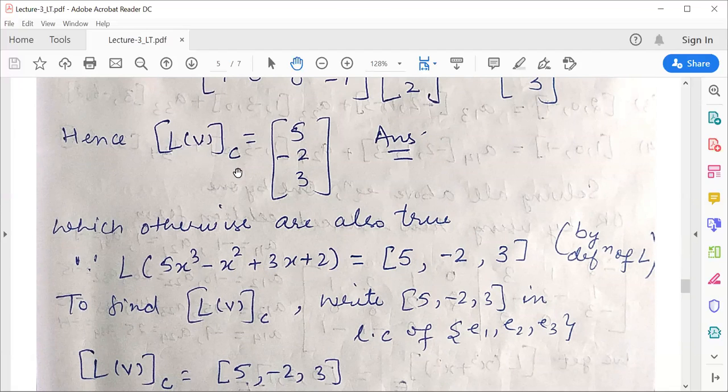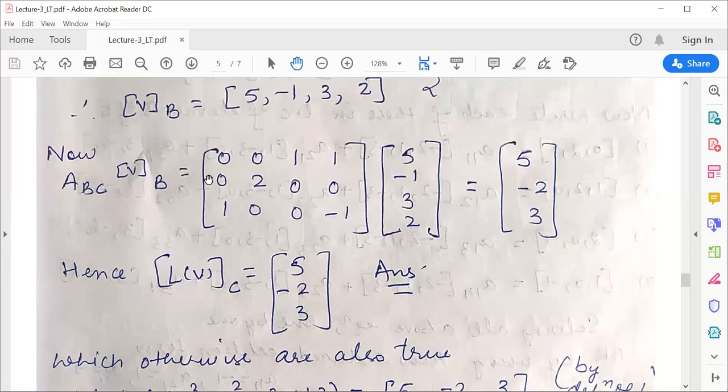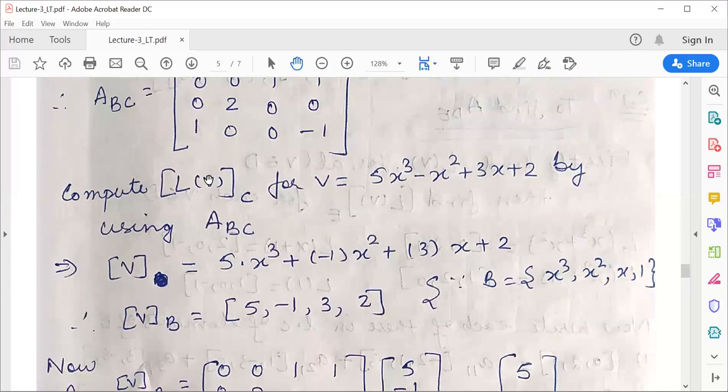L of V with respect to C means finding the coordinate vector of this V. Firstly, you need to calculate its image, then calculate the coordinate vector. So this we have calculated by using this particular result, or by using the matrix multiplication, or you can say by using the matrix of your linear transformation.